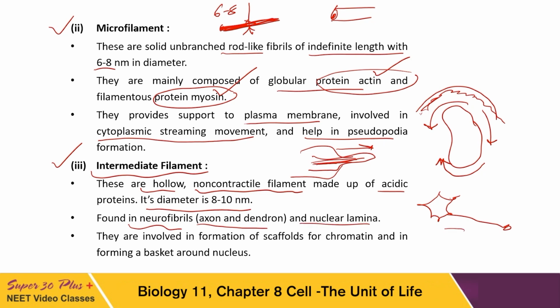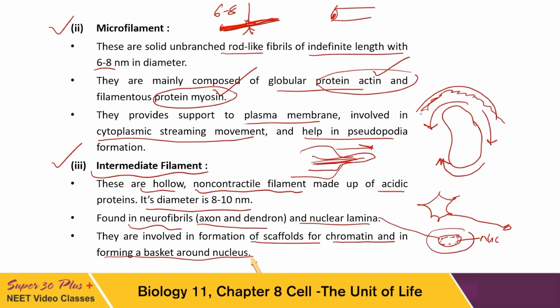Nuclear lamina means, this is the nuclear membrane. Below this nuclear membrane, we have a supporting structure known as nuclear lamina. It is also made up of this intermediate filament. They are involved in formation of scaffold of chromatin and forming a basket around the nucleus. Is it right? So this is about our cytoskeleton.